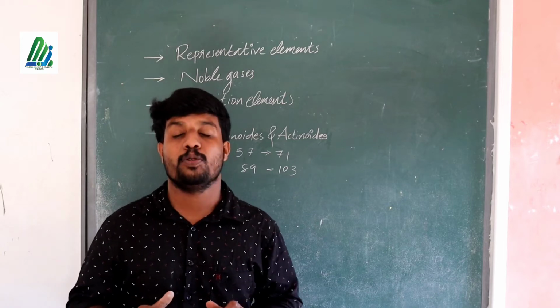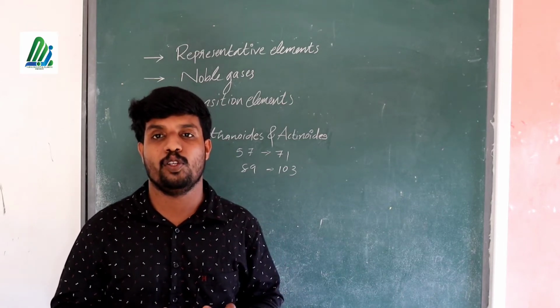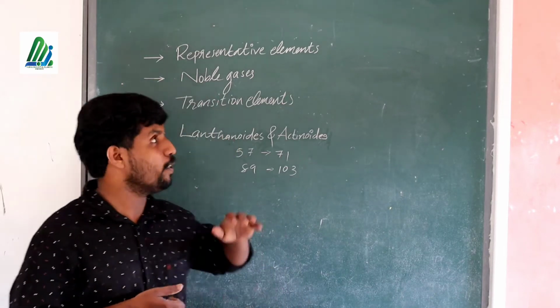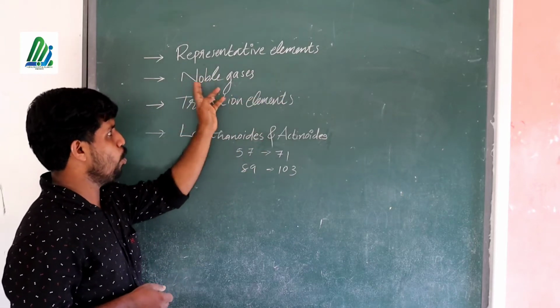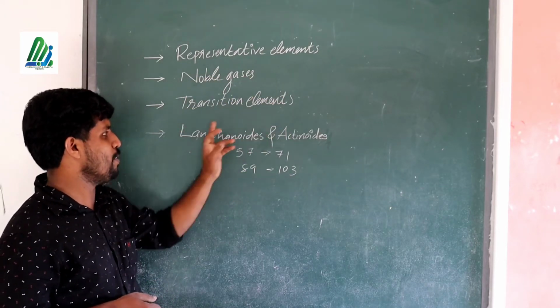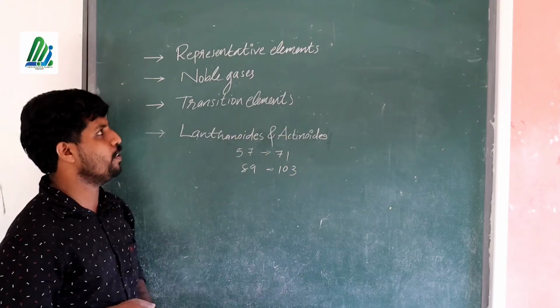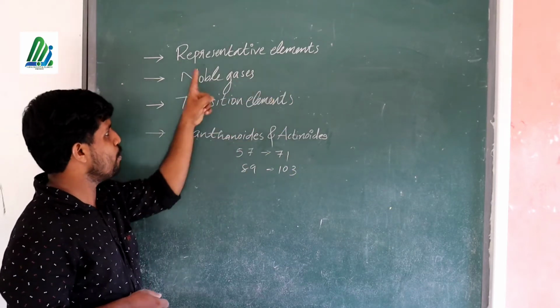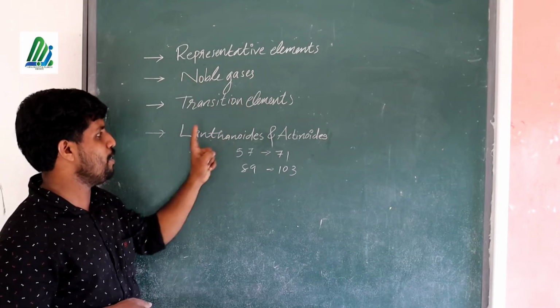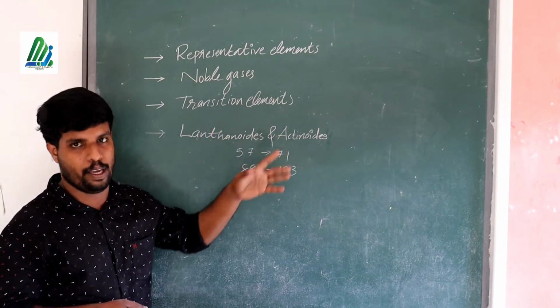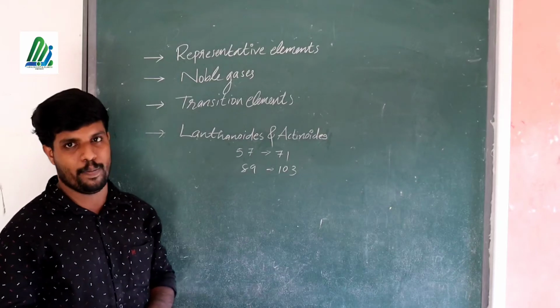Today we are going to discuss the topic in this chapter. It is mainly related to representative elements, noble gases, transition elements, lanthanoids and actinoids. Only these four topics we are discussing in this class. Okay, look at it. First of all, representative elements.